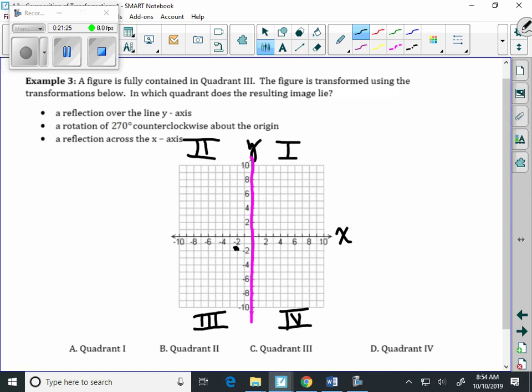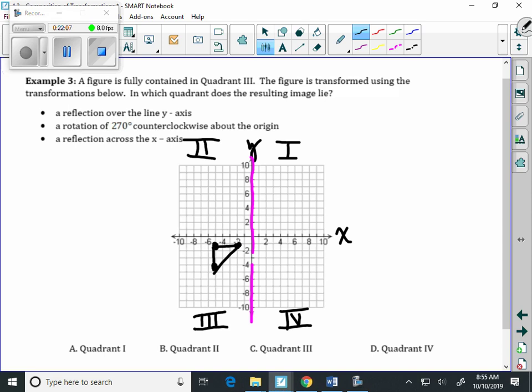I did -2, -1, and then -5, -1, and then -5, 4. But you can draw whatever picture you want in that quadrant. Just put something in quadrant 3 and then do the transformations.